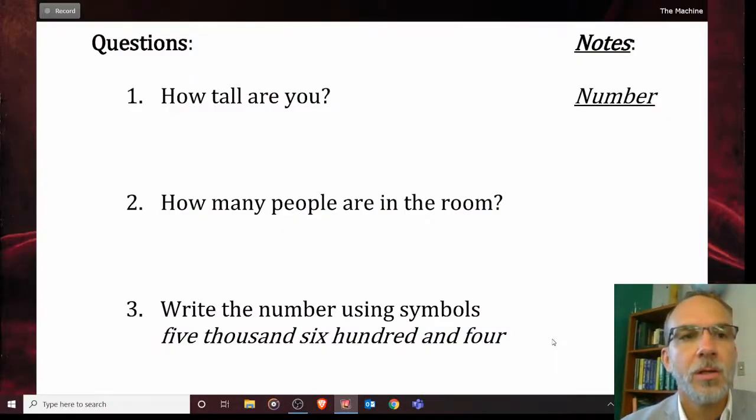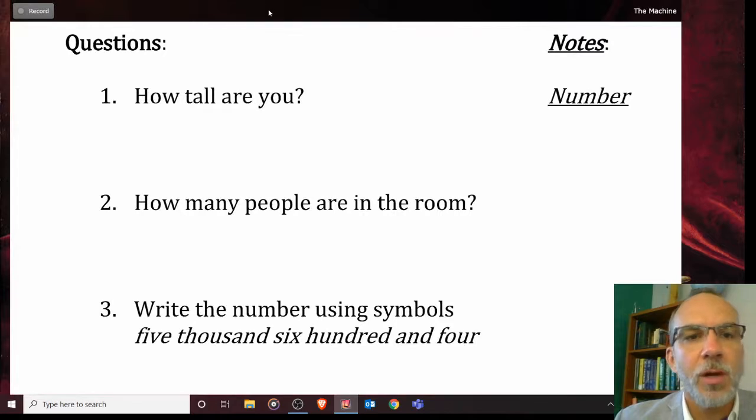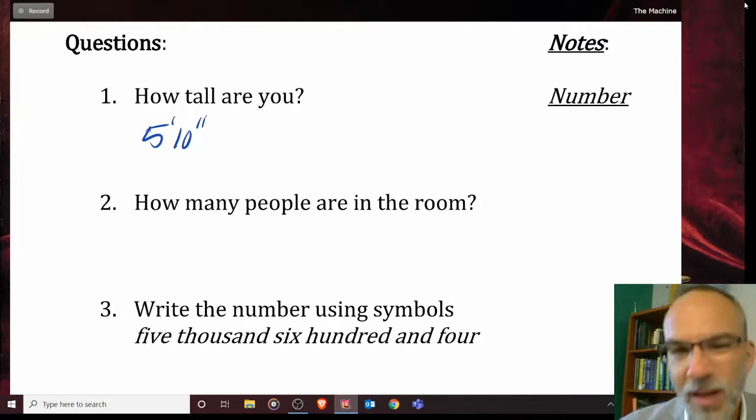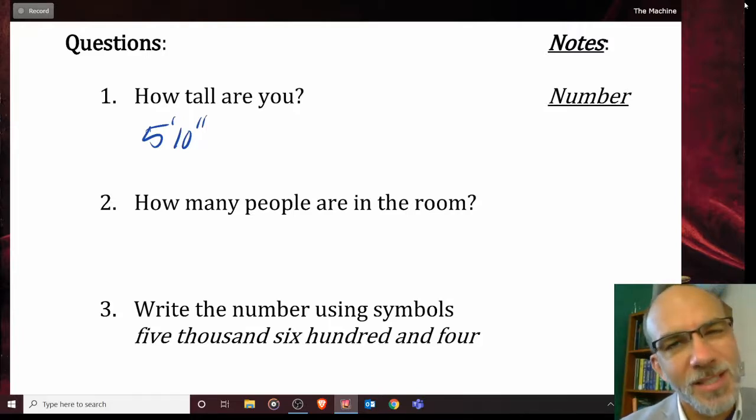Let's see now. I need to share my screen with you. You should be able now to see my screen. So, a couple questions. Number one, how tall are you? I am about 5 foot 10 inches, maybe a little more than that. Maybe I can sneakily say I'm 5'11", but yeah, about 5 foot 10 inches.